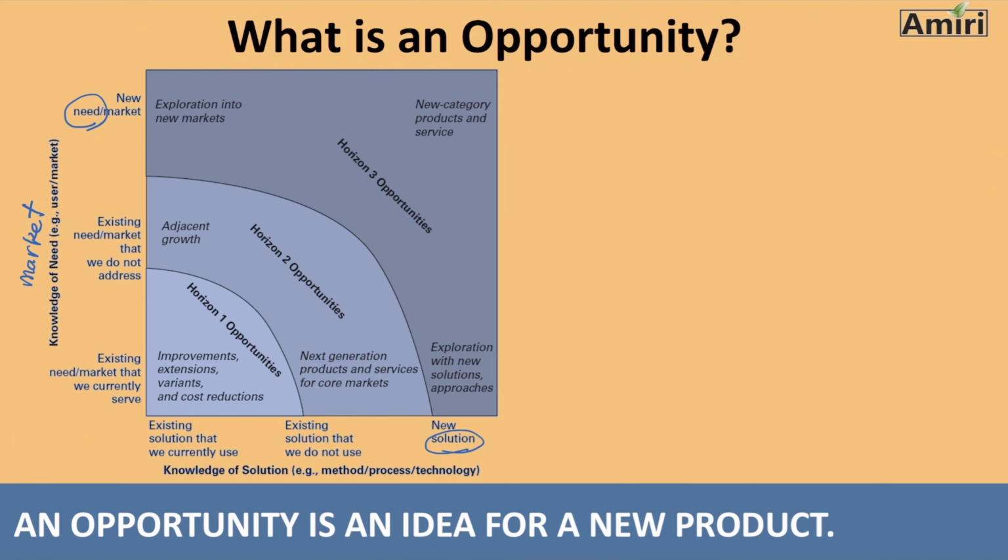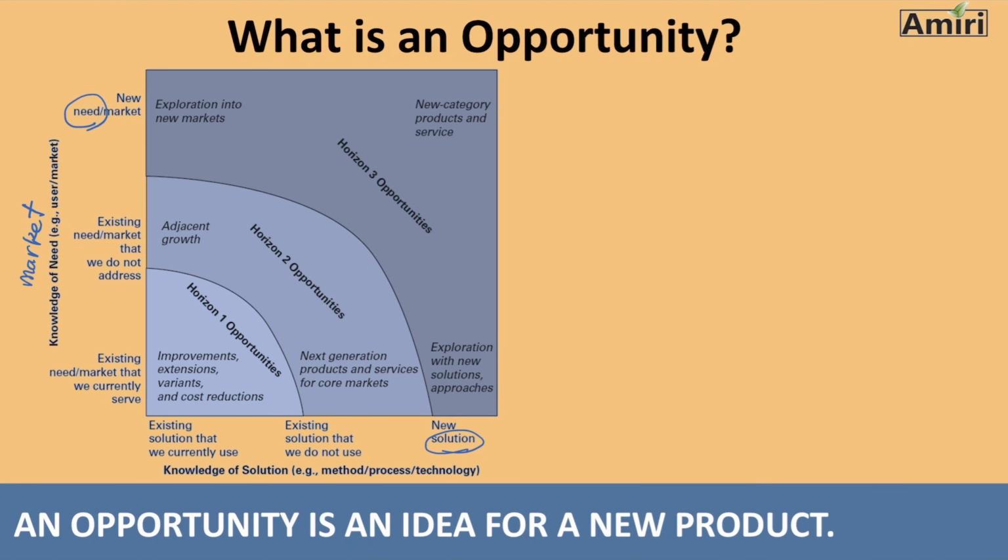Depending on where the team is, if they are totally familiar with the current existing solution and the market, they're in Horizon 1. If they're somewhat familiar with the need and the market, they're in Horizon 2. And if it's a totally new solution and a totally new market, then that would be Horizon 3 in this context.